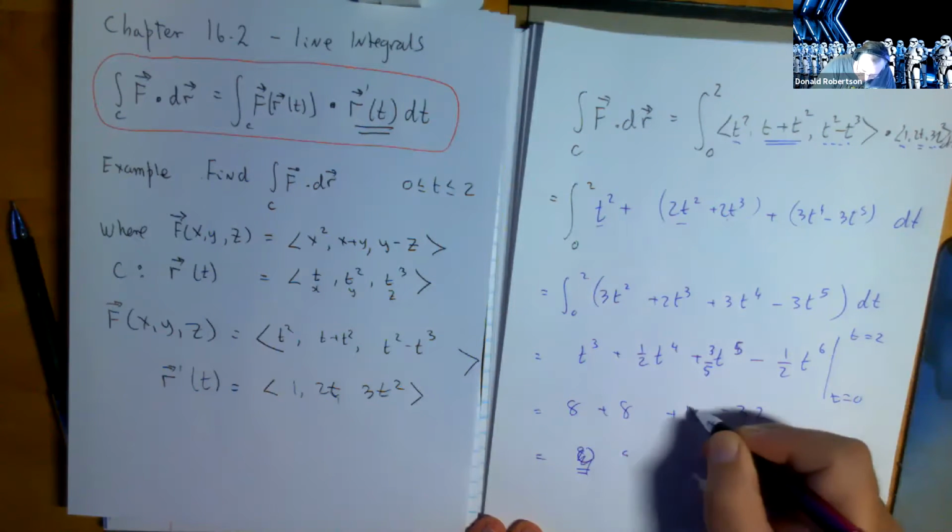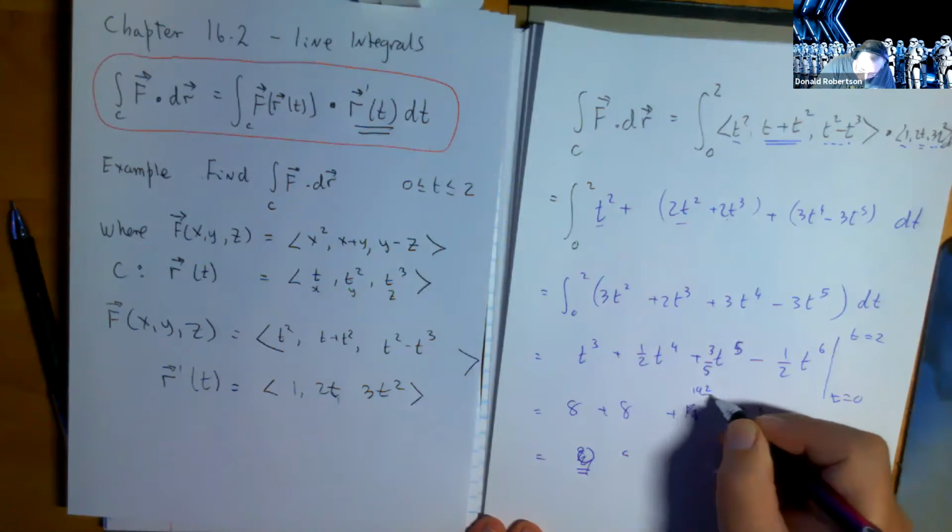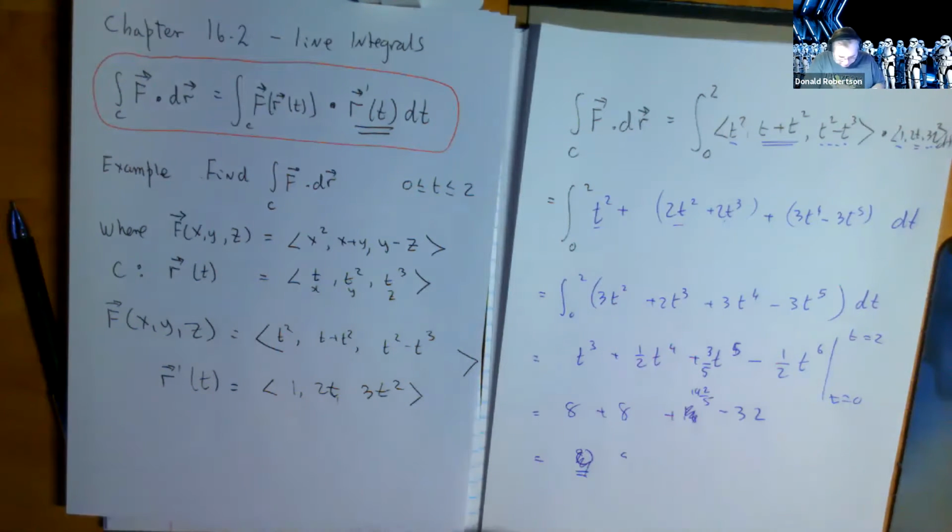So I have 192/5. Instead of a really pretty answer, I'm going to a really ugly answer.